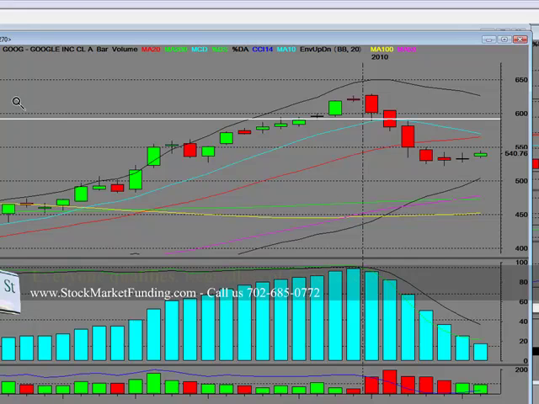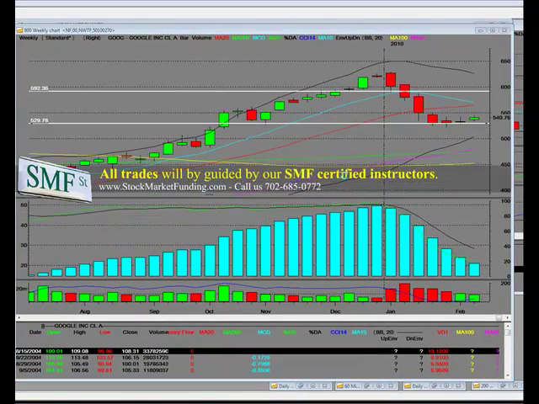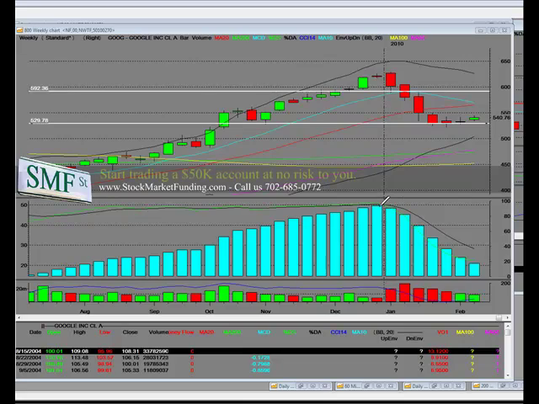This happens to be an equity called Google. It's a stock, a publicly traded company, and it's been totally oversold. On this weekly chart, these blue bars on a weekly level were extremely overbought.